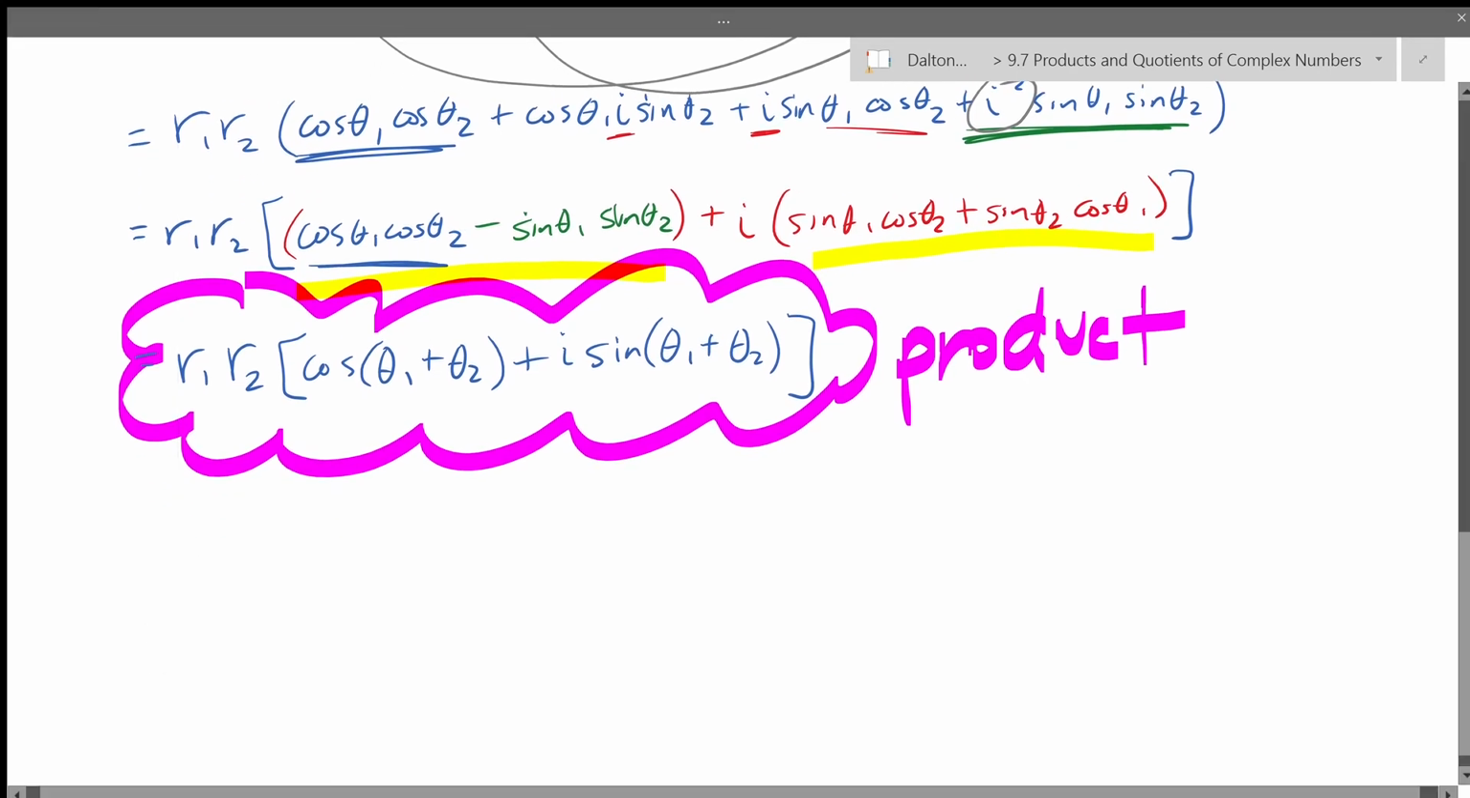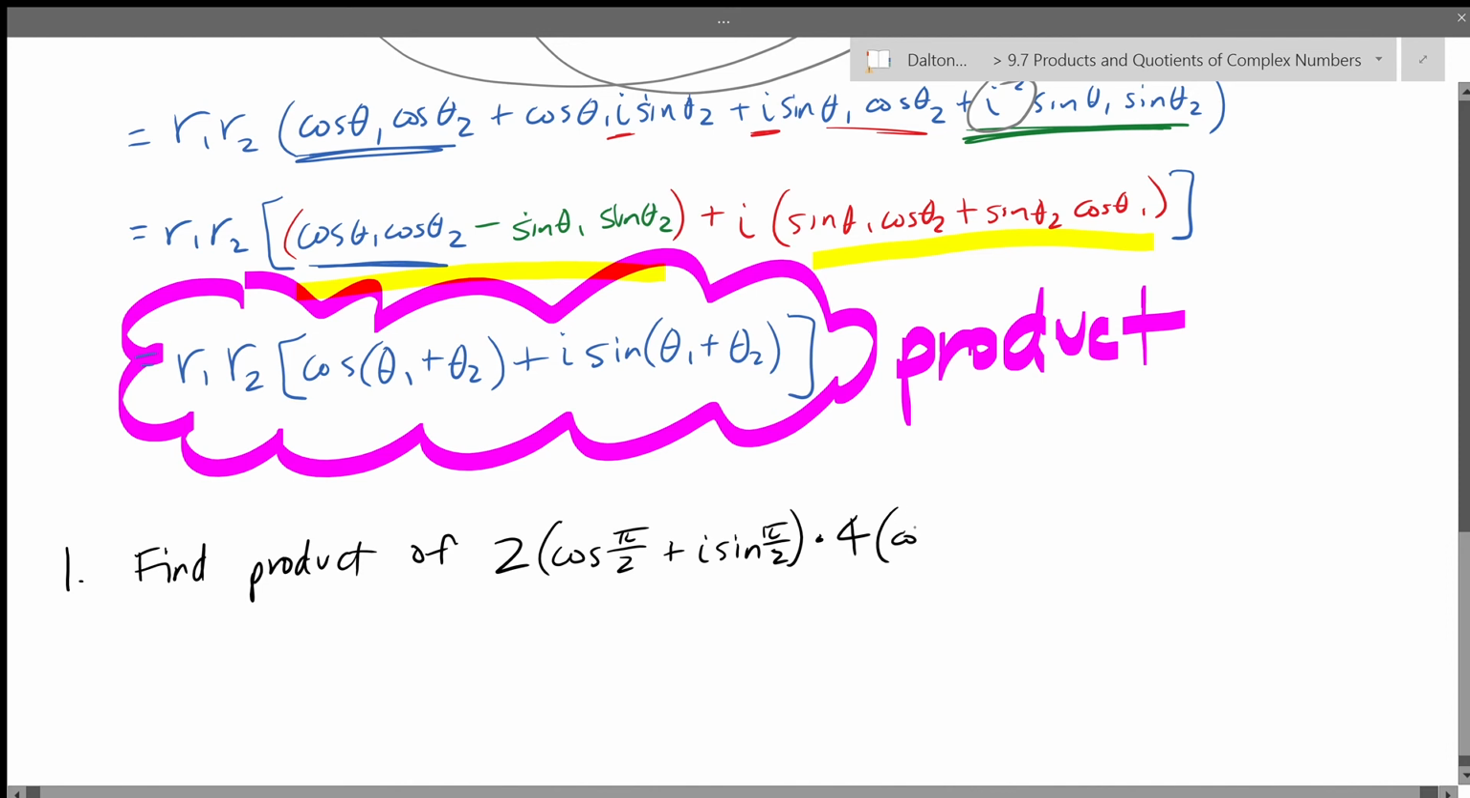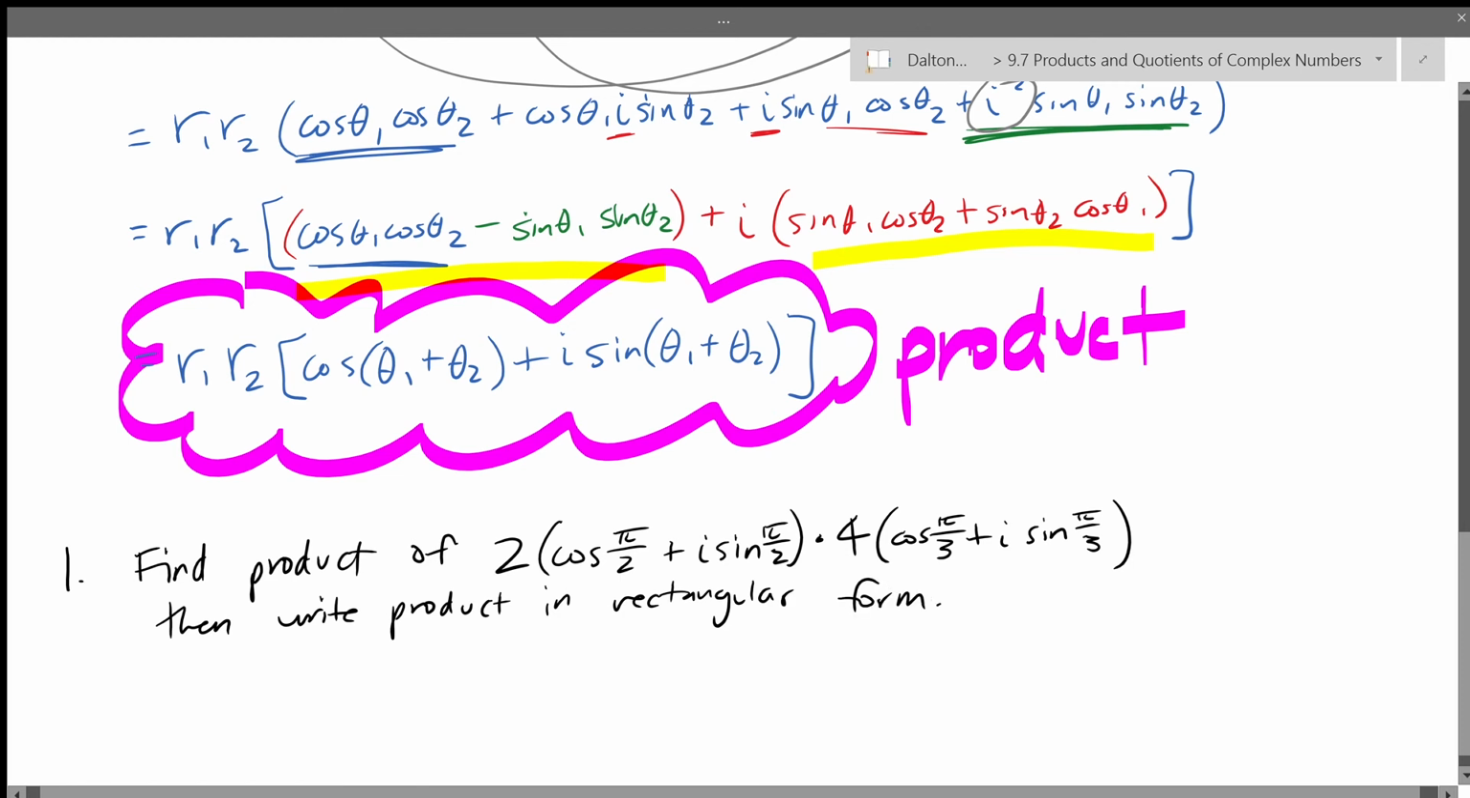Okay, so for example, the question is going to say find the product of 2 times cosine pi over 2 plus I sine pi over 2 times 4 times cosine pi over 3 plus I sine pi over 3. Then write the product in rectangular form. So I'll give you a second to write that.